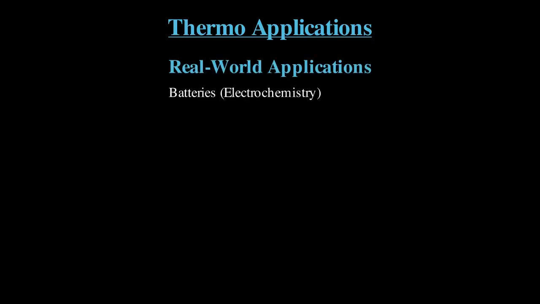Finally, let's see how these principles apply in the real world. In electrochemistry, the spontaneity of a battery's reaction is related to its cell potential by the equation delta G equals minus nFE. In our own bodies, complex metabolic processes are driven by the energy released from ATP hydrolysis. The delta G for this reaction is about minus 30.5 kilojoules per mole.